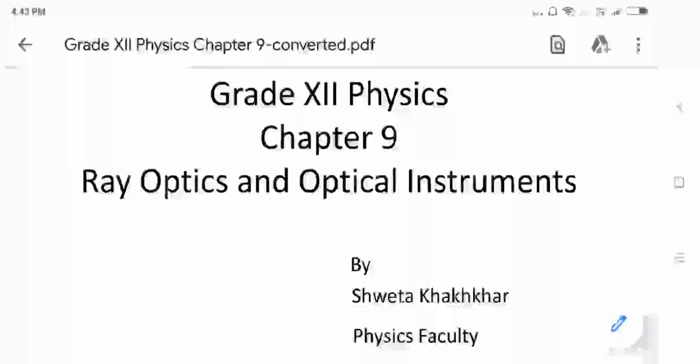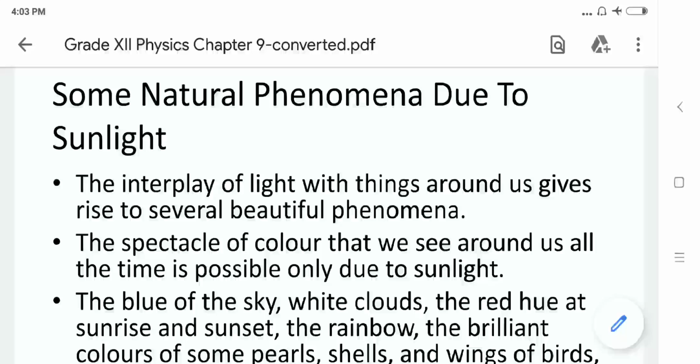Hello students, let us start our new session of chapter number 9, Ray Optics and Optical Instruments. Now let us go through the new topic, some natural phenomena due to sunlight.